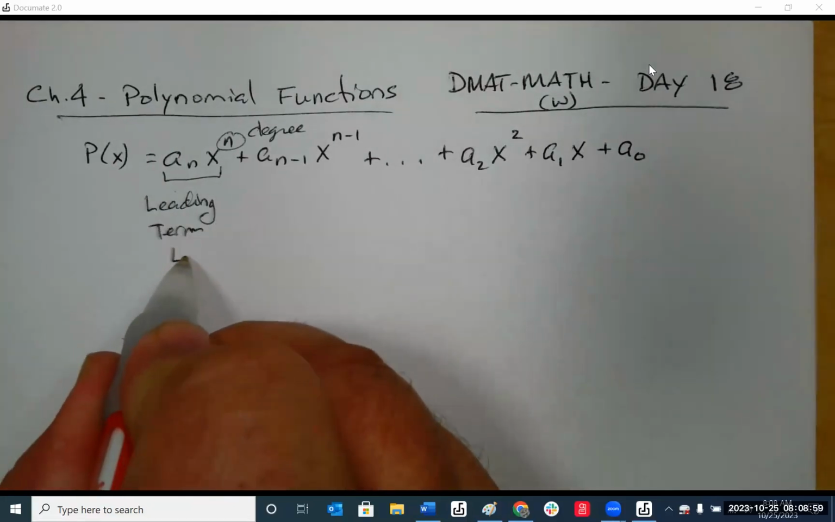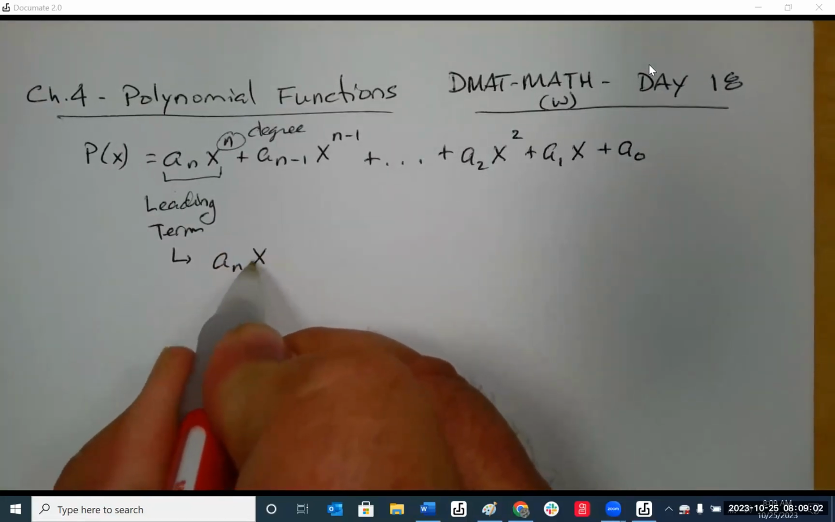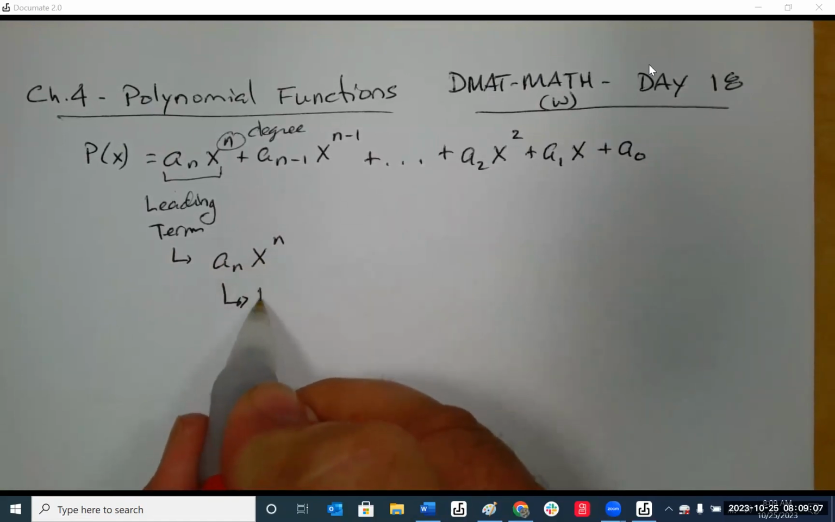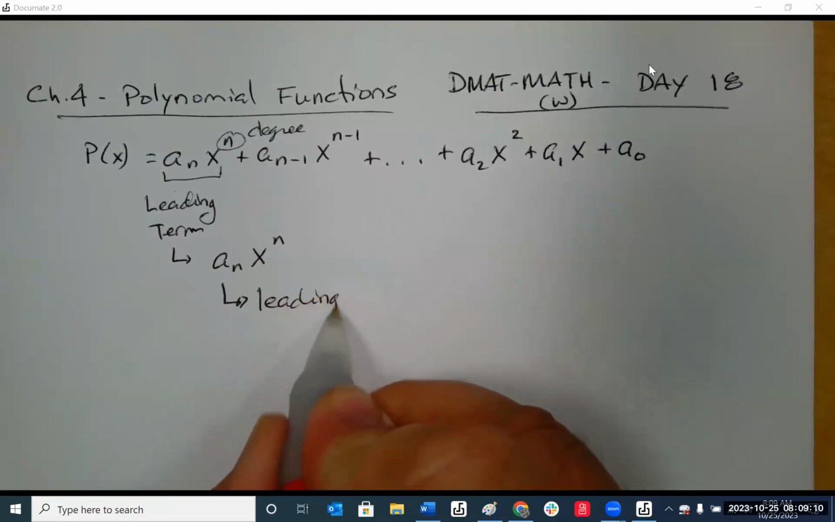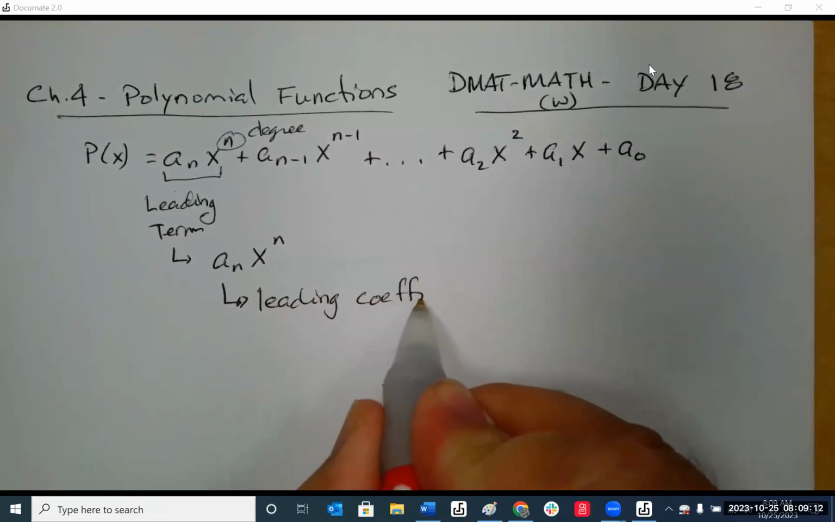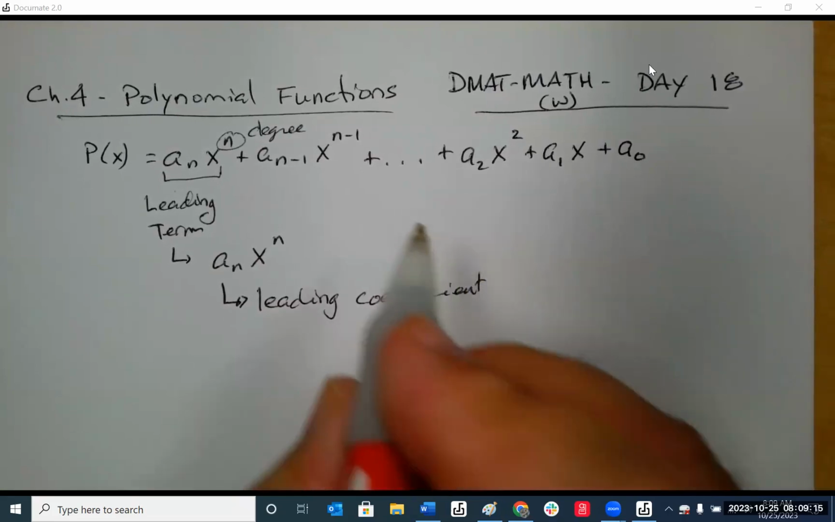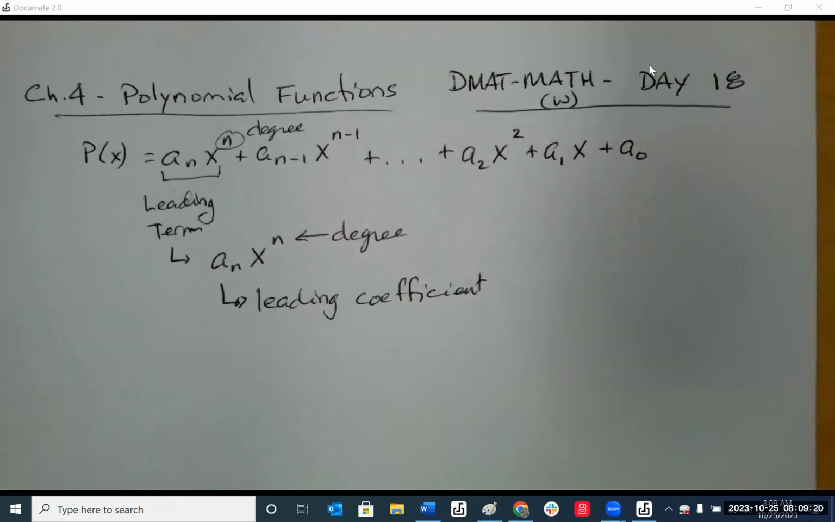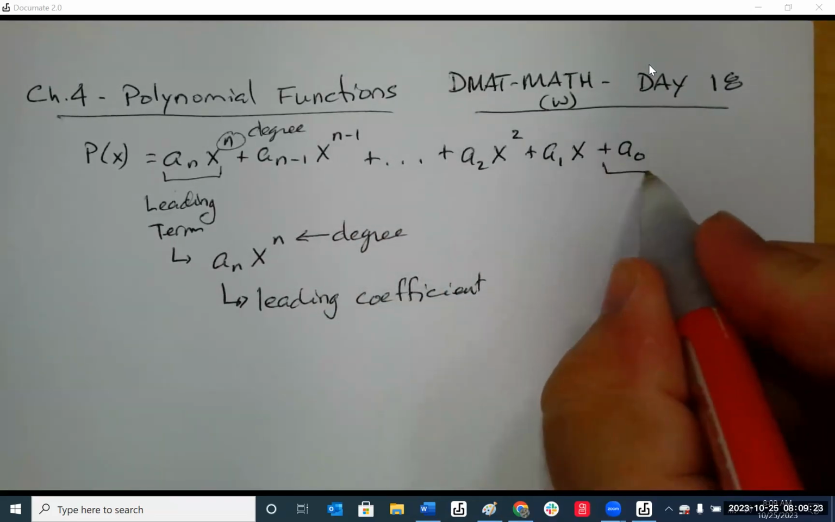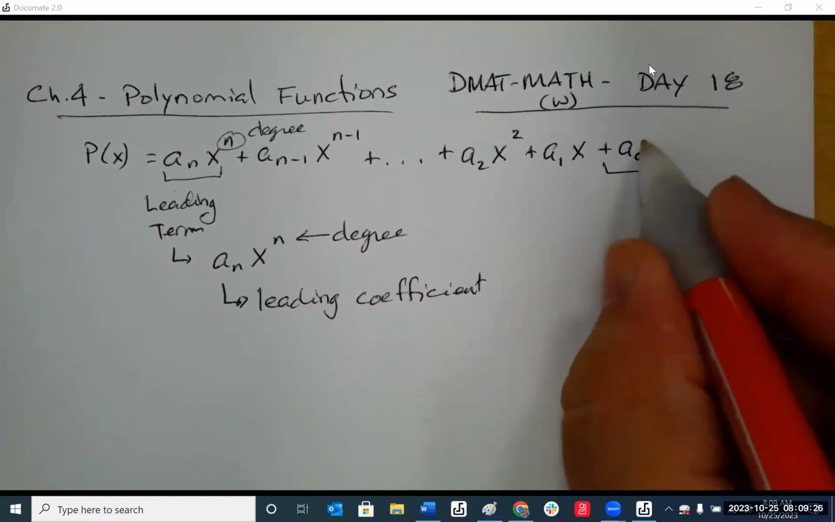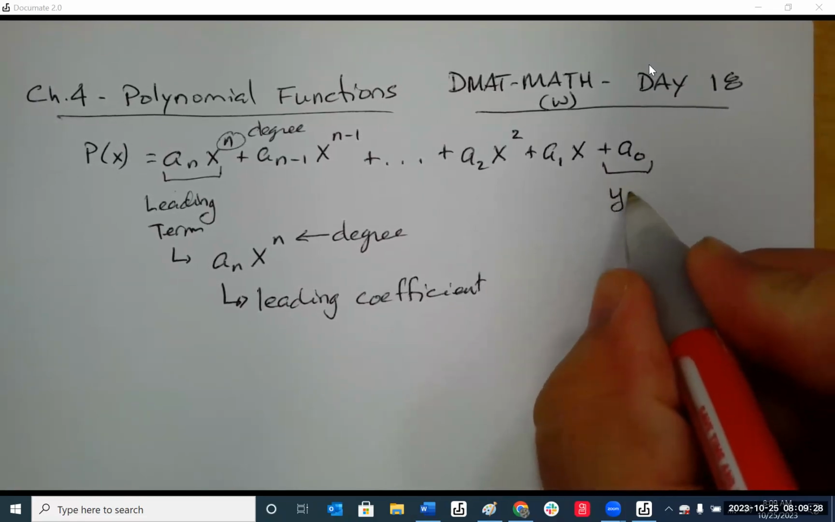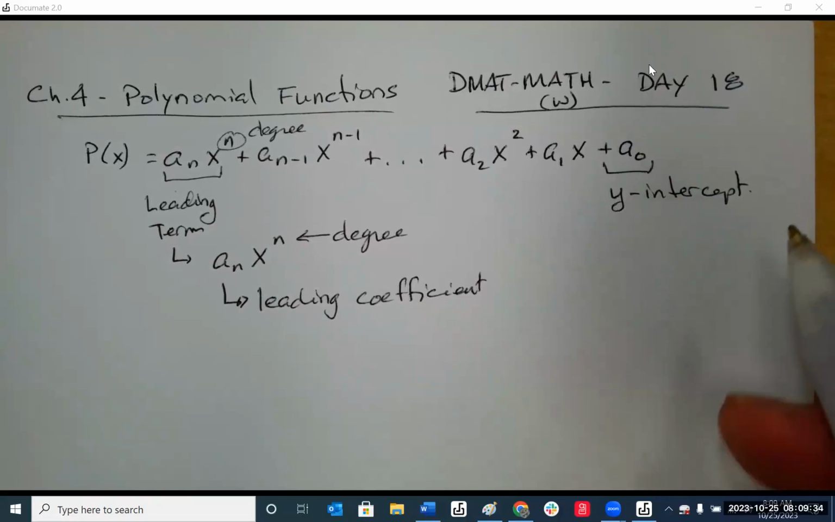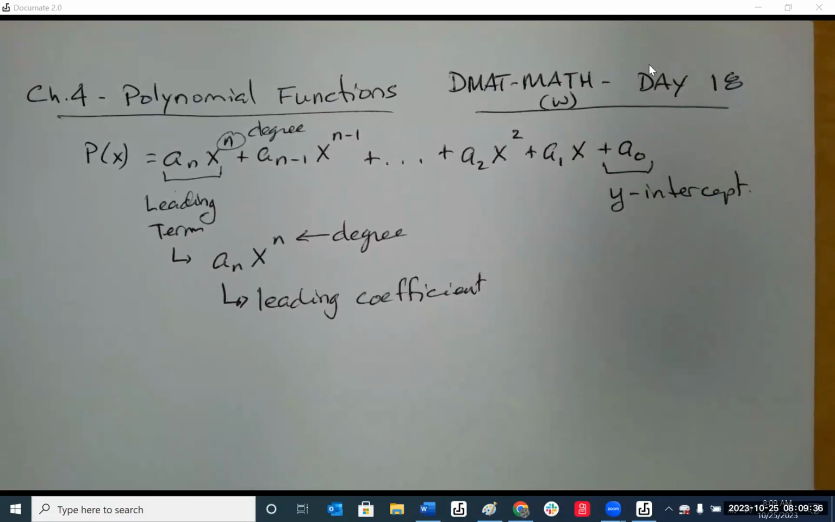In the leading term, the number in front of x is called the leading coefficient. And the n is called the degree. And all the way at the other end, the constant term, the one that doesn't have an x, is always the y-intercept. If there is no constant term, then the y-intercept is 0, so it's at the origin.